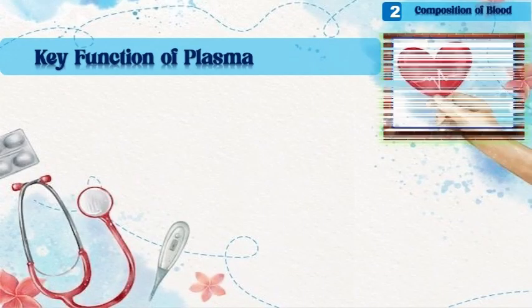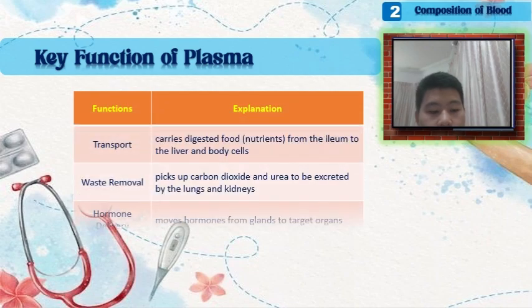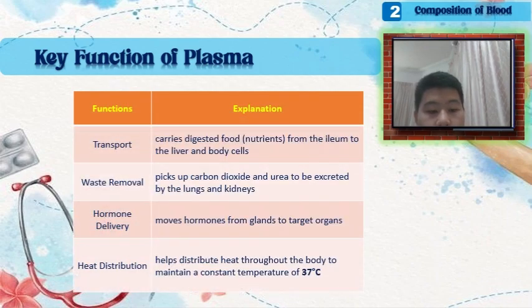Key functions of plasma. Transport: carries carbohydrate food, which is nutrient, from the ileum to the liver and body cells. Waste removal: picks up carbon dioxide and urea to be extracted by the lungs and kidneys. Hormone delivery: moves hormones from glands to target organs. Heat distribution: helps distribute heat throughout the body to maintain a constant temperature of 37 degrees Celsius.